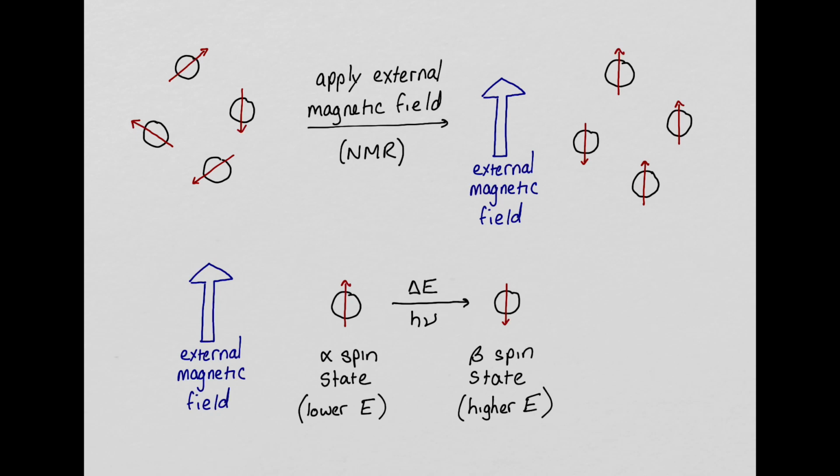Therefore, we can use the NMR spectrum to make predictions about the types of functional groups that are present near each type of nucleus that shows up in the spectrum.